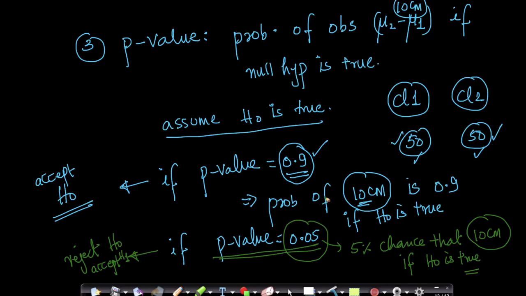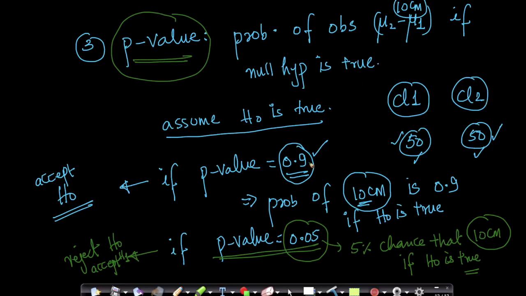So in the interest of time, let me repeat it. A p-value, we don't know how to compute it yet, we'll see it in the next video. Let's assume we have a p-value, and a p-value is nothing but the probability of observing a difference of 10 centimeters in our case, assuming that the null hypothesis is true. And the null hypothesis being true basically means that there is no difference in heights of students of these two classes.